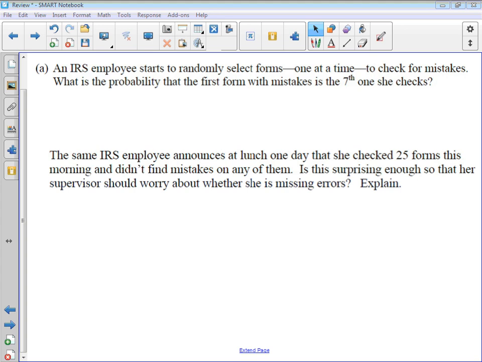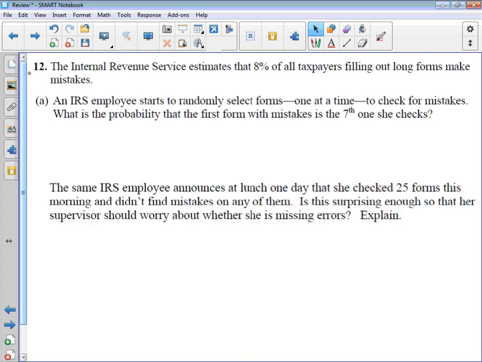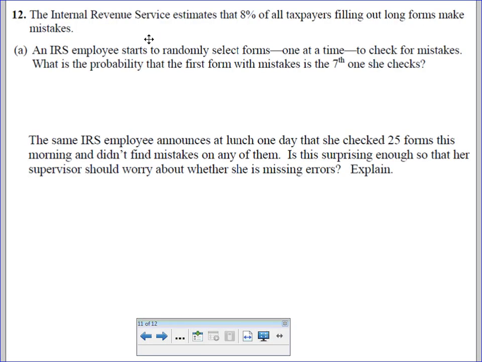An IRS employee starts to randomly select forms one at a time to check for mistakes. What is the probability that the first form with mistakes is the 7th one she checks? Hold on, I'm missing some information. There we go. So the IRS estimates that 8% of all taxpayers filling out long forms make mistakes. So this first one's a geometric probability, right? Because it's how many until we get a thing.